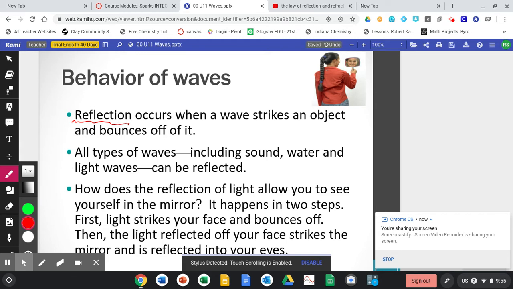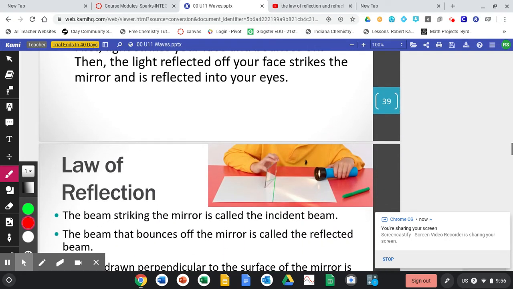Reflection occurs when a wave strikes an object and bounces off of it. All types of waves, including sound, water, and light, can be reflected. How does reflection of light allow you to see yourself in a mirror? Well, it happens in two steps. First, the light has to strike your face and then it bounces off. And then the light reflected off your face strikes the mirror and is reflected into your eyes.